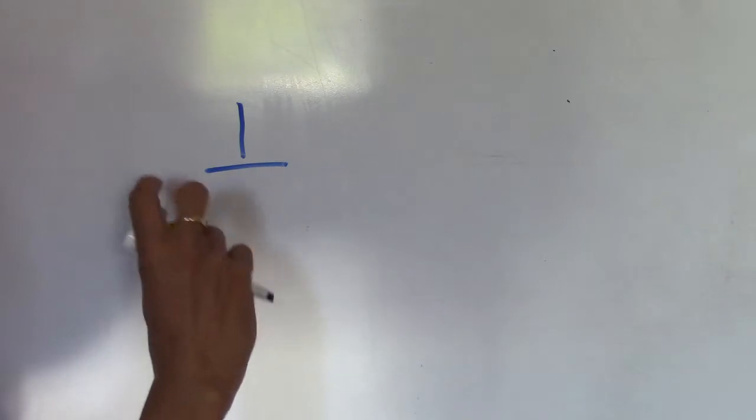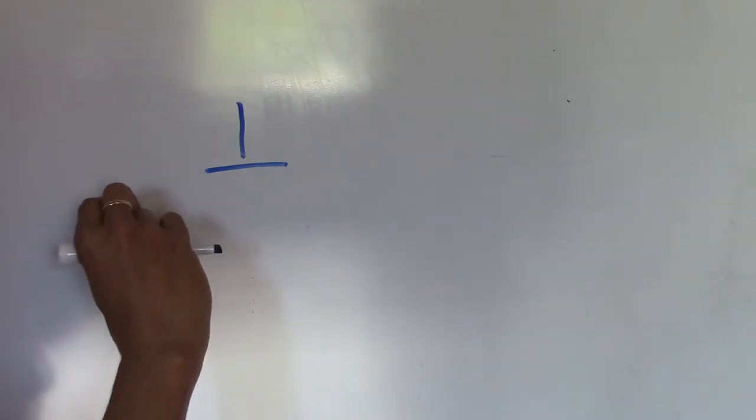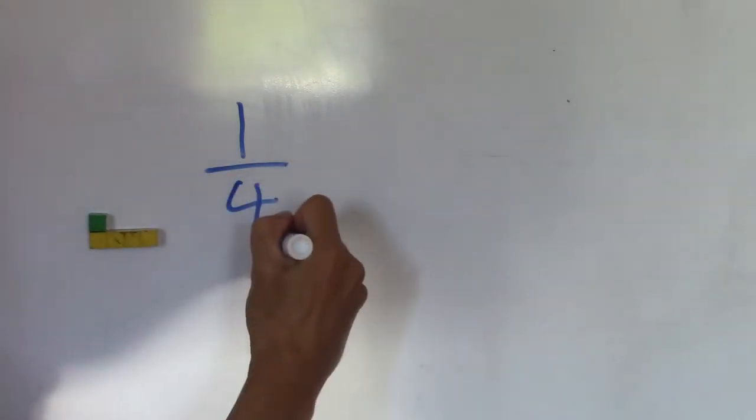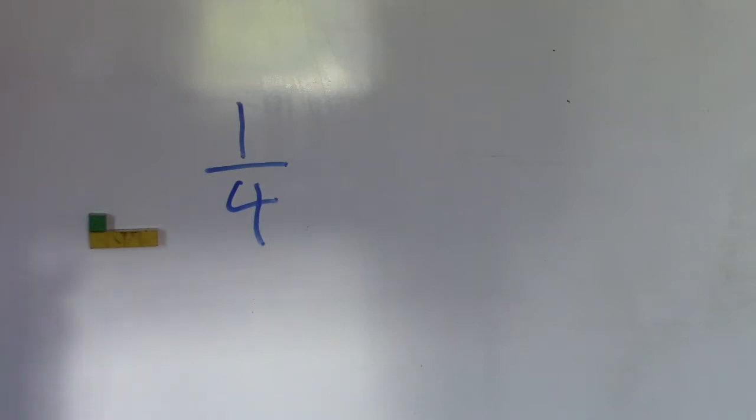Let's try again. How many of these would it take to make one of these? 4. So what could I call it? It would be 1 out of 4. You see that? Grab one of these and put it there and take a look at it. Don't just look at the screen.